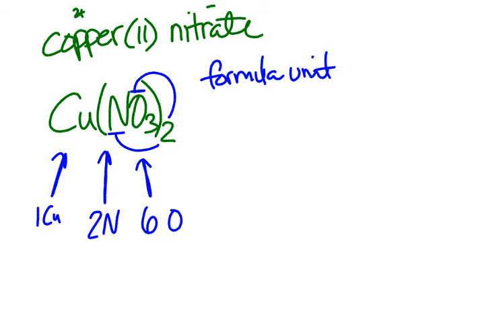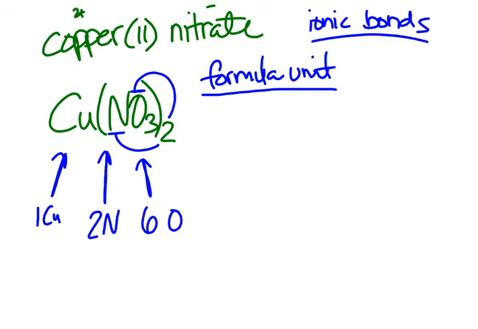Why do I call it a formula unit? It's because I can't call it a molecule, because this is held together by ionic bonds. This is an ionic compound. So ionic compounds, like we remember, they're held together by ionic bonds. Ionic bonds are not actual physical connections between the two atoms, so there is no bonding, so to speak, to form a molecule. There's just an attraction between the ions. So we call ionic compounds formula units.